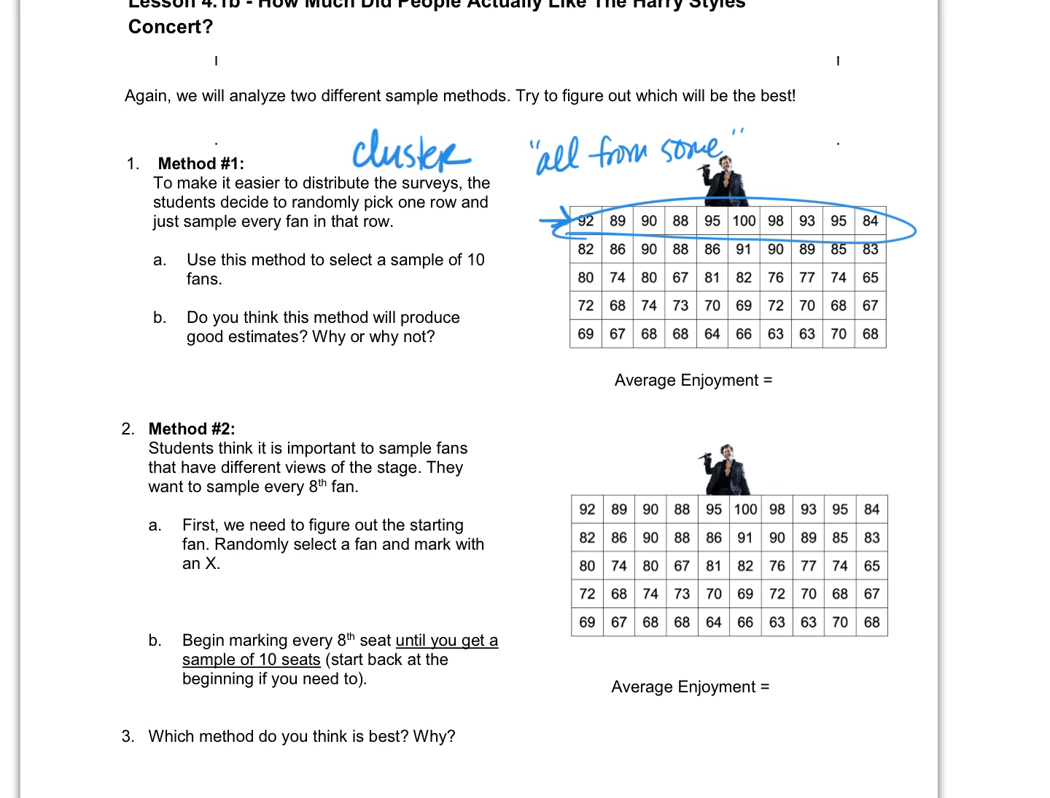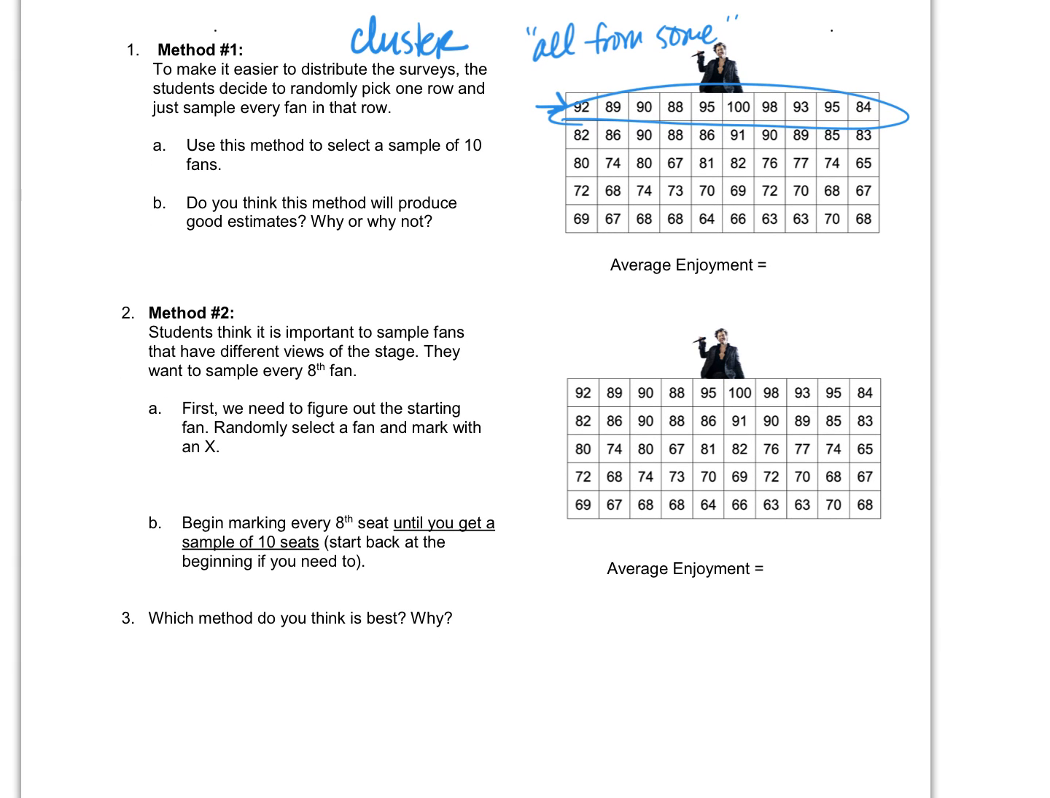Method 2, students think it's important to sample fans that have different views of the stage, which is what you said. They want to sample every 8th fan. So what we would do is go back to when we numbered from 1 to 50. We would have the generator pick a number from 1 to 50, and we would start at that number. So let's say I got number 3. And then I would count 8 spaces. 1, 2, 3, 4, 5, 6, 7, 8.